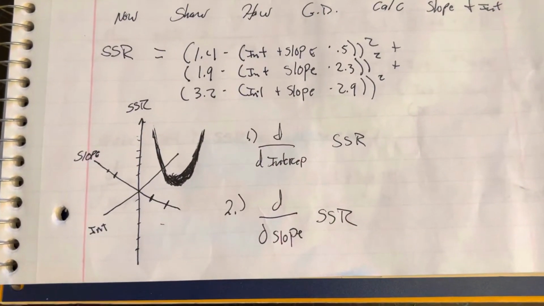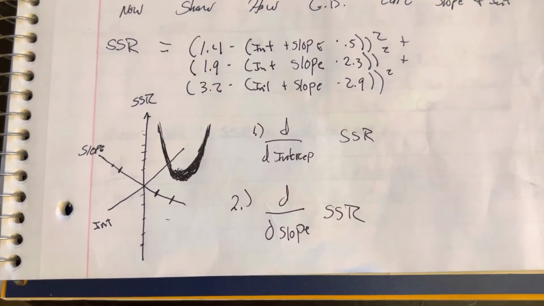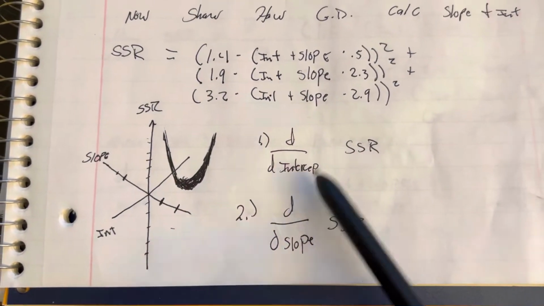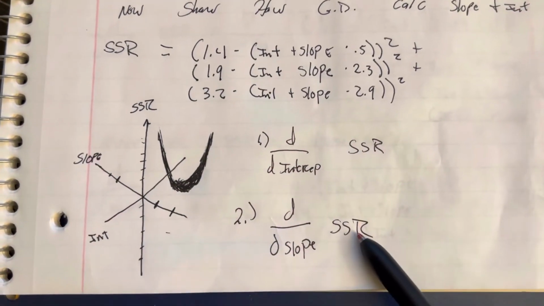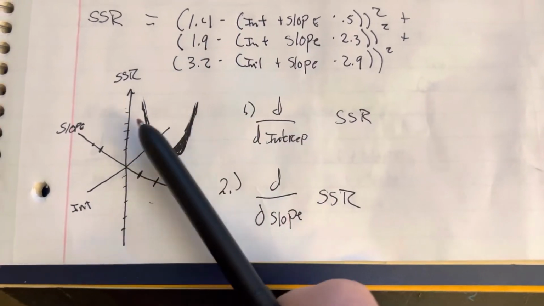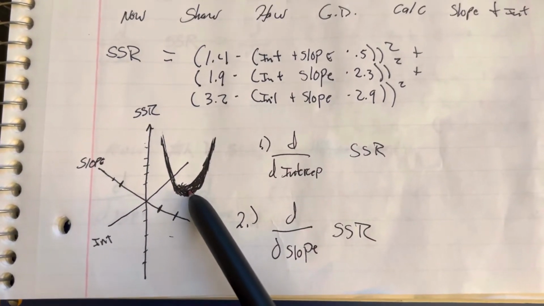All right, now we're ready to find the gradient of our sum of squares. And just like before, we're going to take the derivative of our sum of squared residuals with respect to the intercept. But unlike before, we're also going to take the derivative of our sum of squared residuals with respect to the slope. And we're going to find the local minimum.